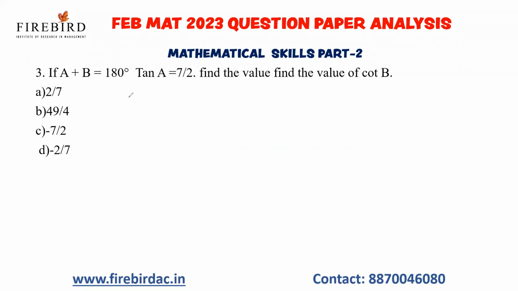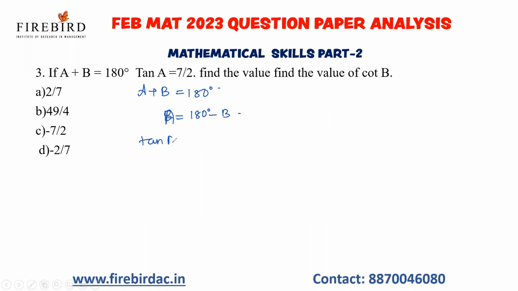And this is a question based on trigonometry. So if you are in your last minute, try to avoid trigonometry questions, because definitely the questions are twisted. See here, A plus B is equal to 180 degrees. And I can write that B is equal to what? Or A is equal to 180 degrees minus B, right?